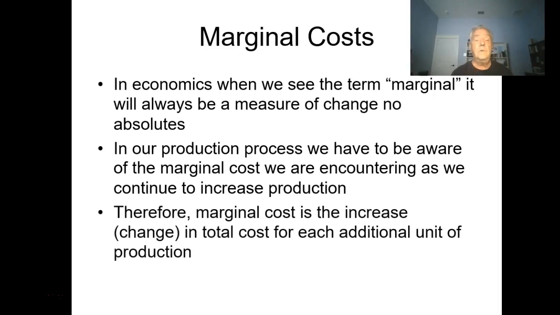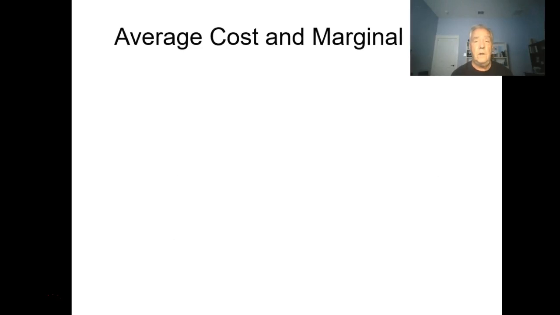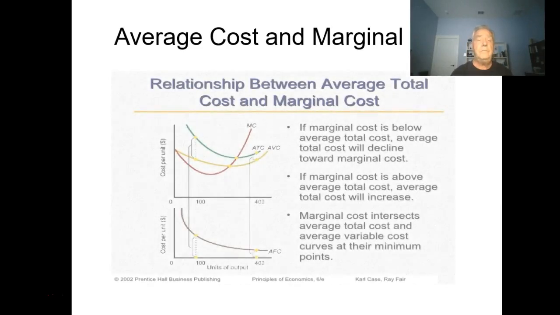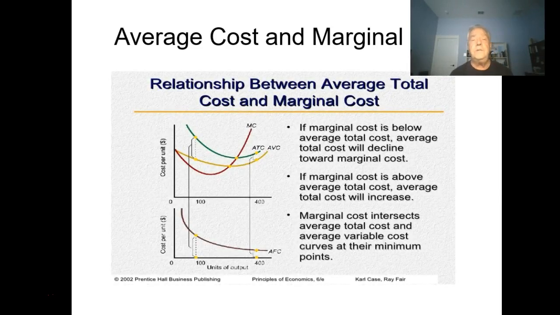So marginal cost is the increase or change in total cost for each additional unit of production. Again, we're talking about unit cost, not total cost. Average cost and marginal cost. The relationship between the average total cost and the marginal cost are depicted here.